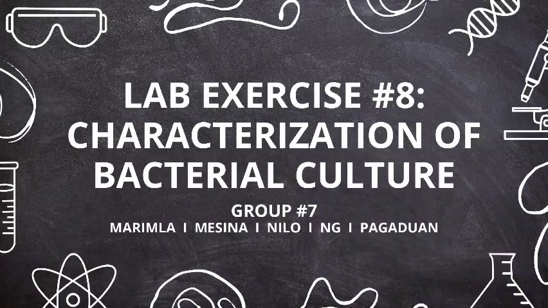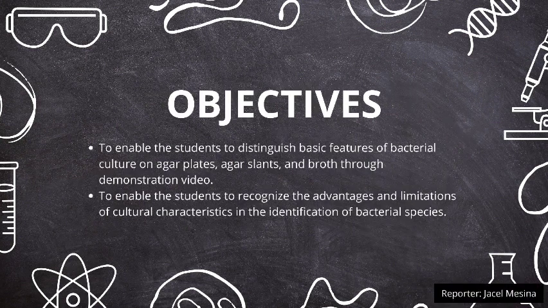Good day, we are group number 7 and for this laboratory exercise number 8, we will be tackling the different characterizations of bacterial culture on agar plates, agar slants, and nutrient broth. For the objectives, at the end of this laboratory task, we should be able to identify and distinguish basic features of bacterial culture on agar plates, agar slants, and nutrient broth. Also, we should be able to recognize the advantages and limitations of cultural characteristics in the identification of bacterial species.